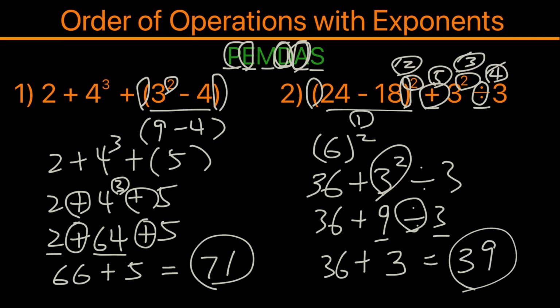So these two are examples of how you would solve order of operations with exponents. You want to follow the PEMDAS rule and handle the ones in the parentheses first, then get to the exponents, multiplication, division, addition, then finally subtraction.